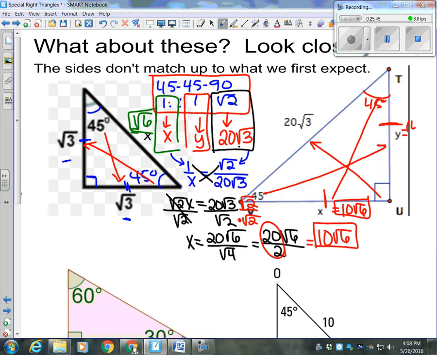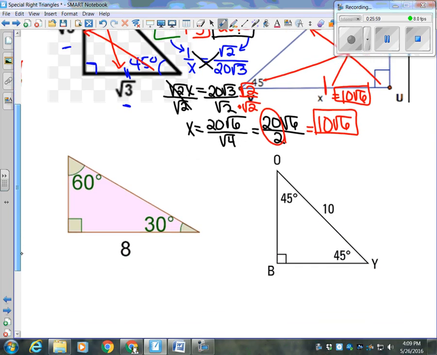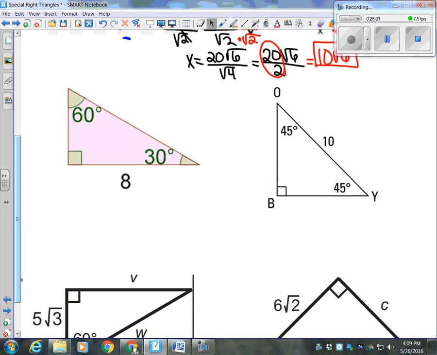Not an answer that I might have originally been able to see, but definitely an answer I can find when I set up and solve a proportion. So when you come across sides that are not easily seen, please, please, please consider using a proportion. Cross multiply and work it out.